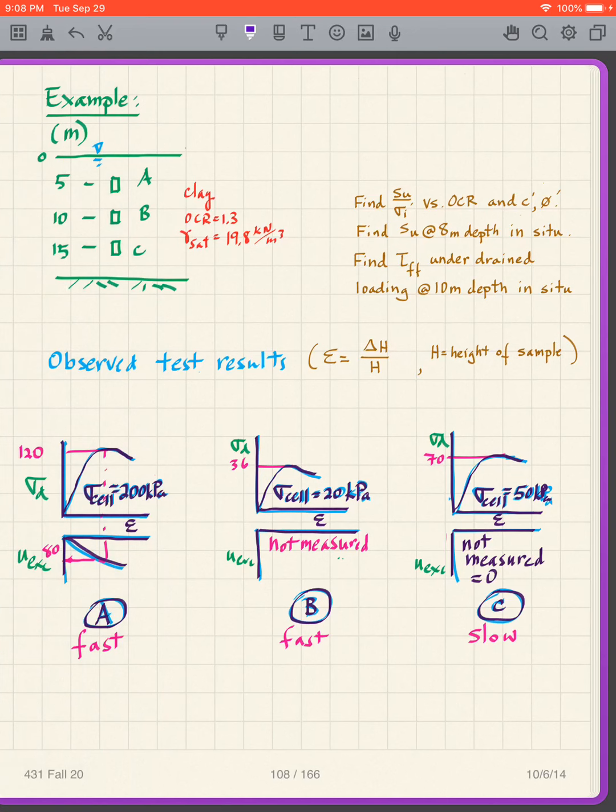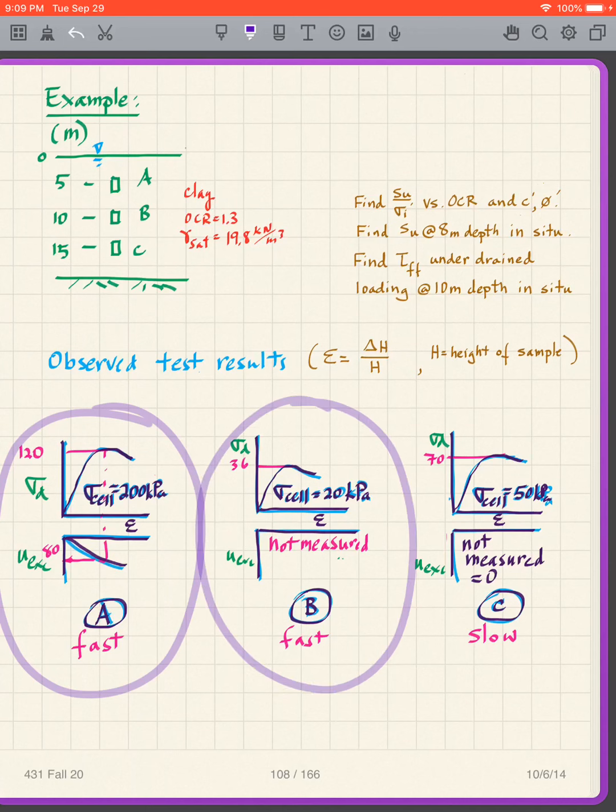Okay, so let's look at how we can analyze a particular situation where we have, again, 3 samples, A, B, and C, at 5 meters, 10 meters, and 15 meters. We have a clay with an OCR of 1.3, gamma saturated is 19.8, water table at the surface. And we have these observed test results. So on A, we have that test result. On B, we have that test result. On C, we have that test result.